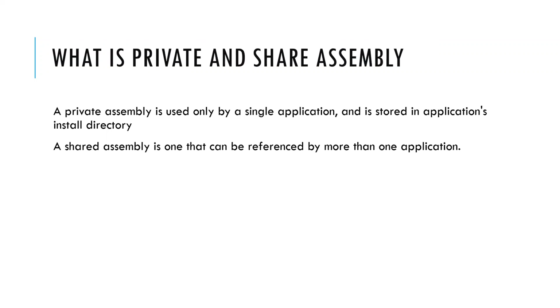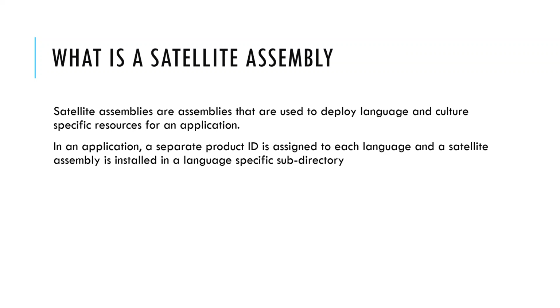So what is a private assembly and a shared assembly? A private assembly is used only by a single application and is stored in the application install directory. A shared assembly is one that can be referenced by more than one application.